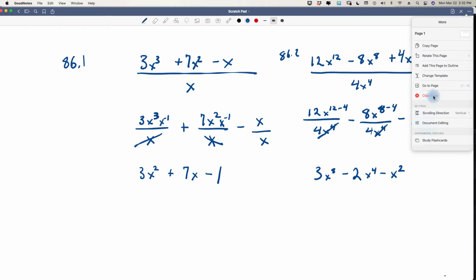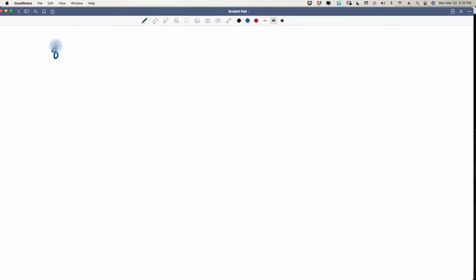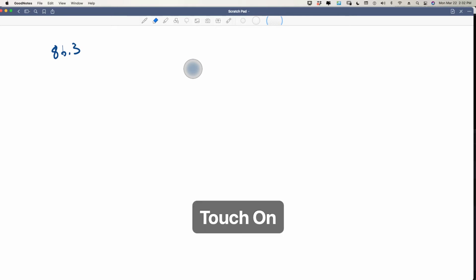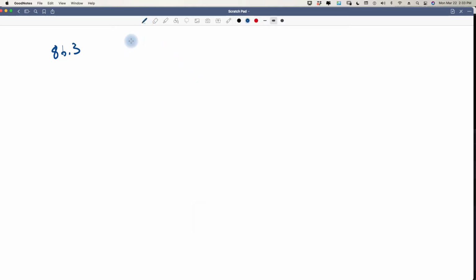So let's clear the page. And let's move on to 86.3. And 86.3 is a polynomial divided by a binomial. So we have two, hang on, for some reason my pen is jumping around. I wonder if touch got turned on. No, it was off. All right, let's try this again.